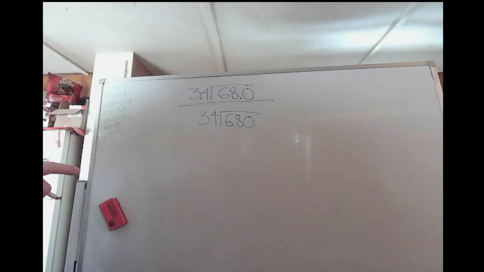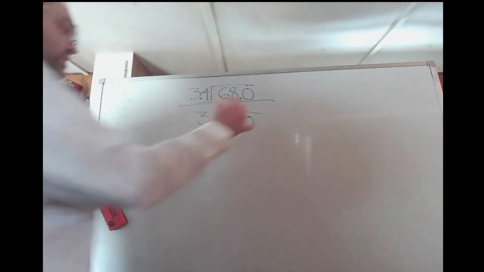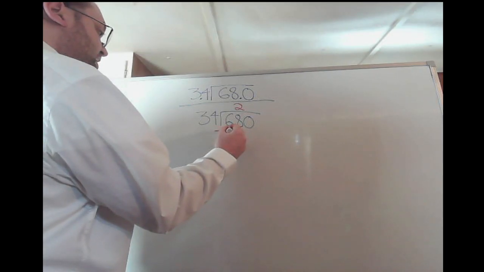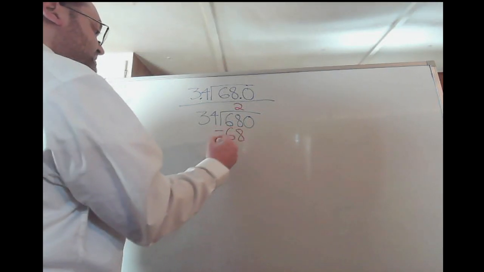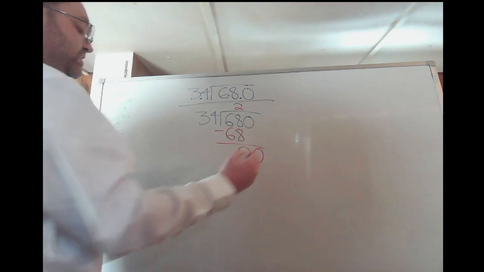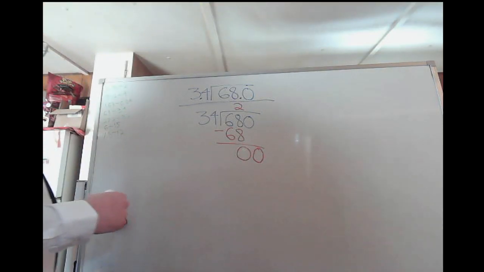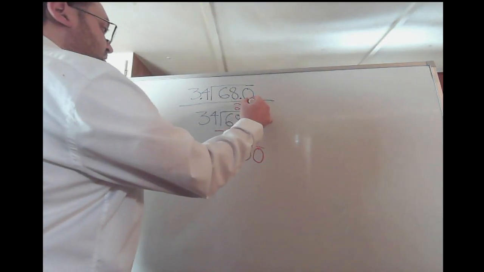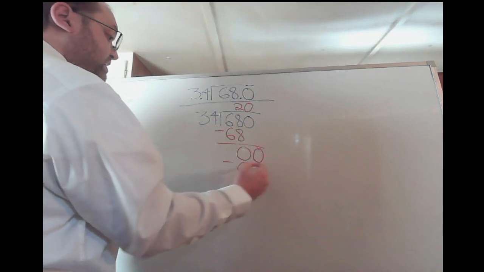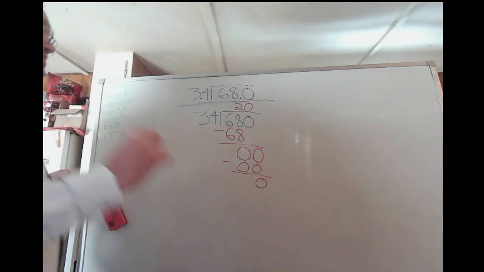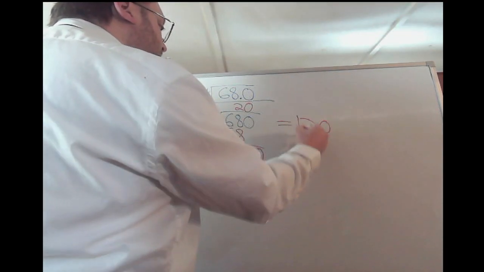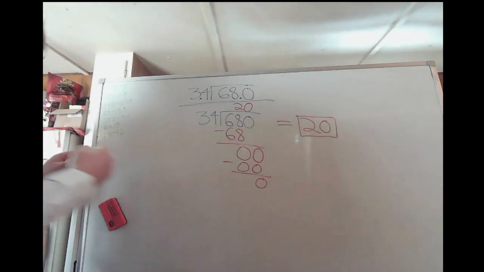34 goes into 68 how many times? Exactly twice. So 2 times 34, well, that's just going to be 68. 68 minus 68, that's 0. Bring down the 0 from the dividend. 34 goes into 0 how many times? 0. So then you have 0 times 34 is 0. 0 minus 0, that's 0. You have a remainder of 0. So the answer you should get is 20. You will end up getting 20 for that.